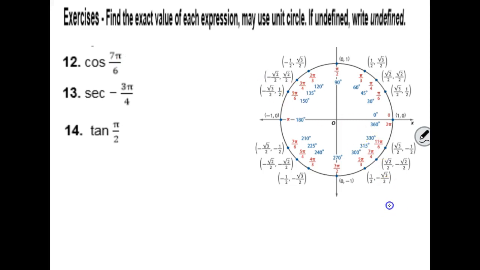Cosine of 7 pi over 6. Look on your unit circle. Boom. Which one's the cosine? The first ordered pair coordinate, so negative square root of 3 over 2.